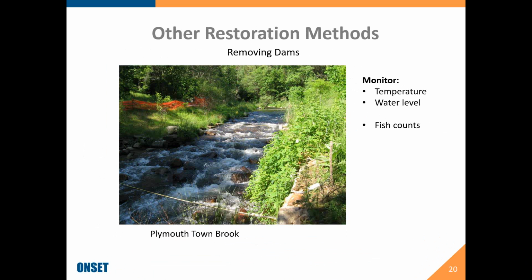Well, this is one of the brooks that they got the herring from, but unfortunately, over time, there were dams built up along this brook, and that basically stopped the normal spawning runs of the herring. But now they've been removing the dams, and it's been restoring the normal fish migrations, and again, it seems to be working. So in this case, they were monitoring temperature and water levels as well as fish counts.